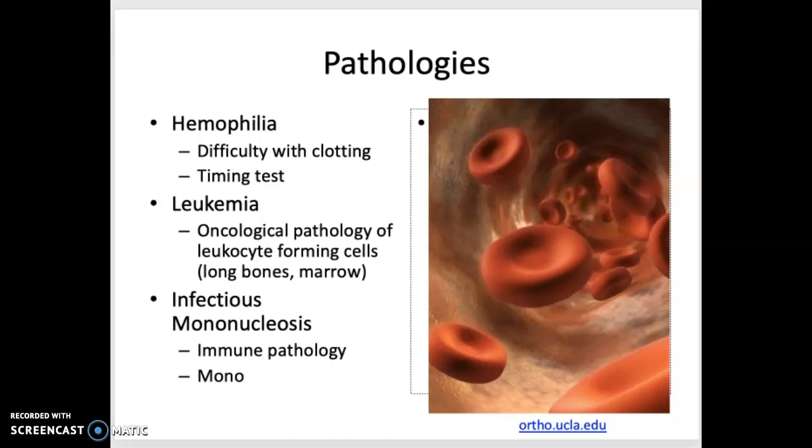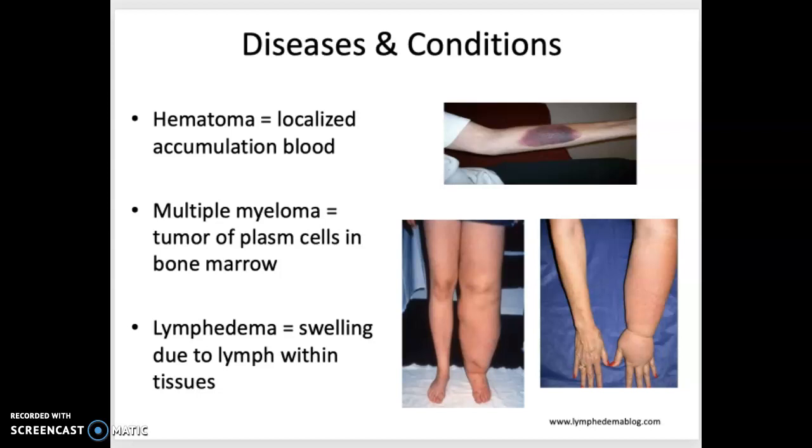Hodgkin's disease is a type of lymphoma, and this is cancer that affects the lymph nodes. And multiple myeloma is a malignant tumor of the plasma cells. Remember, these are cells that produce antibodies, and this is located in bone marrow. Other diseases and conditions, a hematoma is a localized accumulation of blood. So basically, it's like a large bruise. You can see that here.